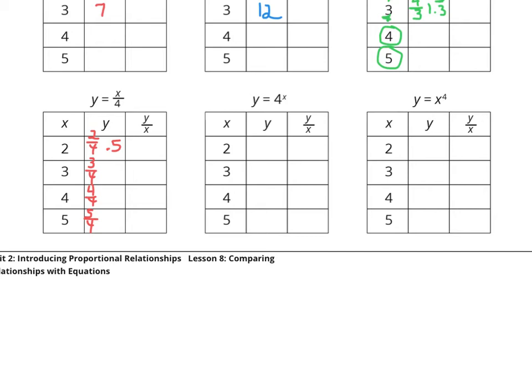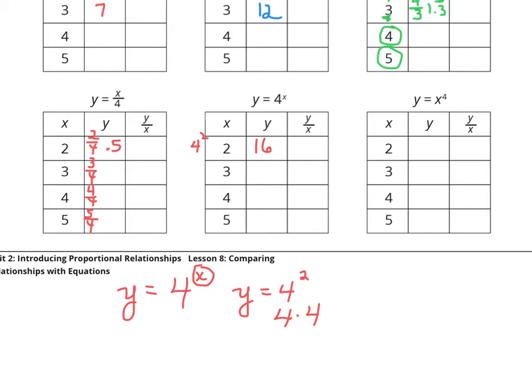All right, and now we're going to go on to the next one. Now the next one says 4 with a little tiny x above it. That means 4 raised to the power of x. Our y value here is equal to 4 raised to the power of x. That means 4 times itself, whatever number that happens to be, times. So if x is 2, I'm doing y is equal to 4 to the second power. That means 4 times itself twice. So 4 times 4 would be 16. So this would be saying 4 to the second power, which is 16.